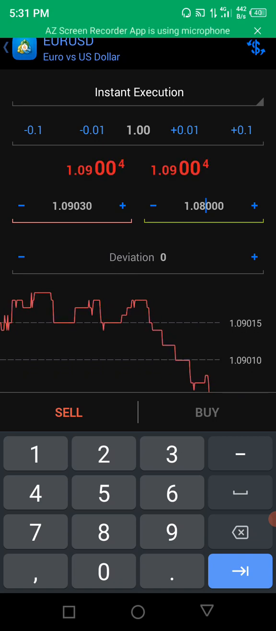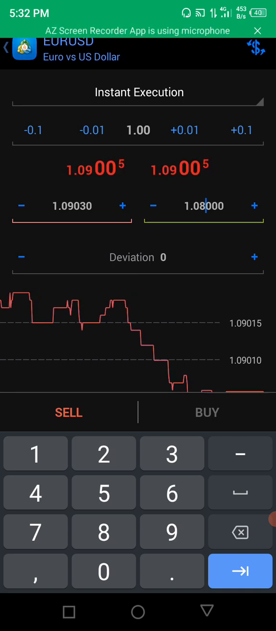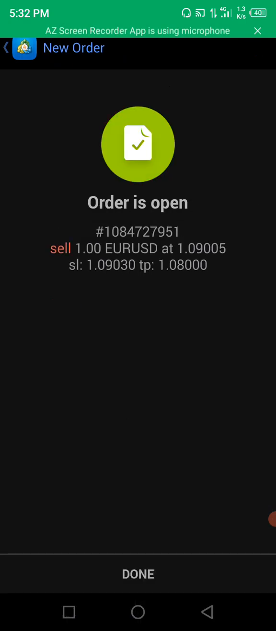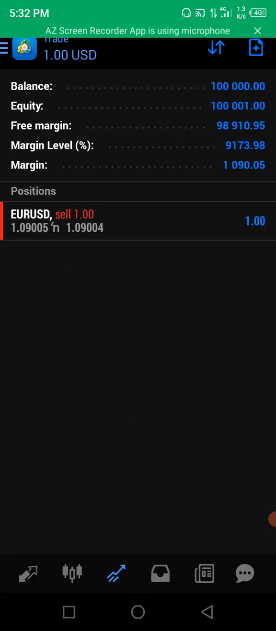So after that, you can go ahead and buy or sell. So in this case, let's say your order is entered. Your order is entered. The trade will be running. So that's how to enter an order.